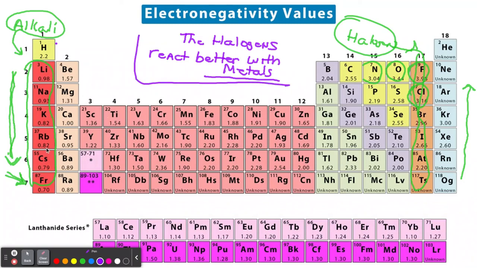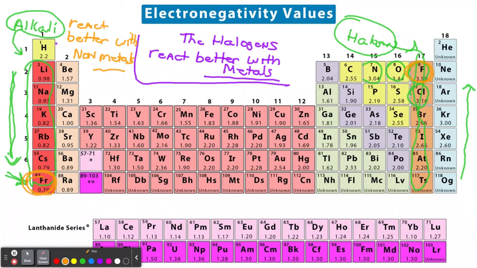And the alkalis will change the color. We'll use that color, butterscotch color. The alkalis, they react better with non-metals. So it's hard to compare which one's more reactive. But for the alkalis, the most reactive is francium, way down here. And the most reactive for the halogens is fluorine.